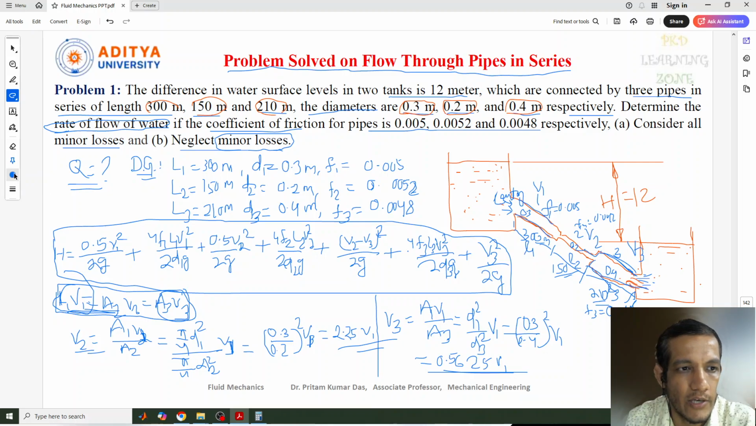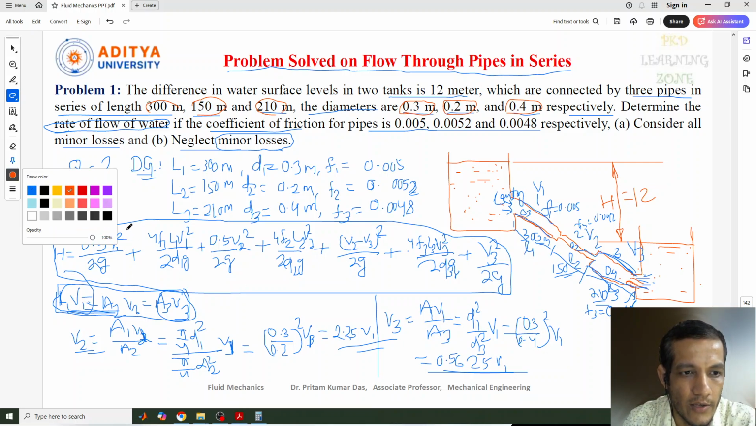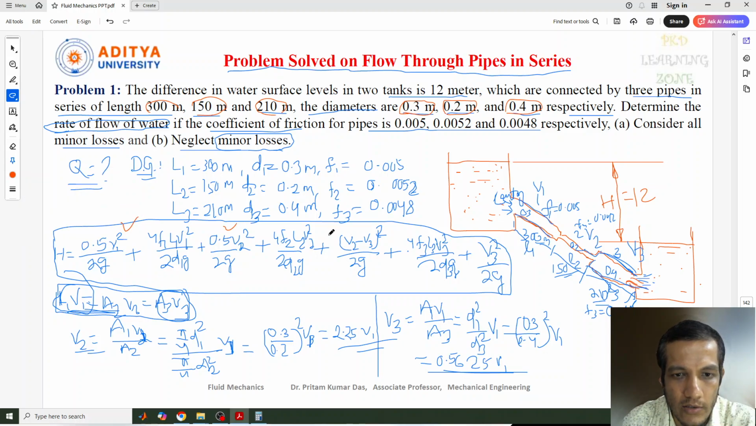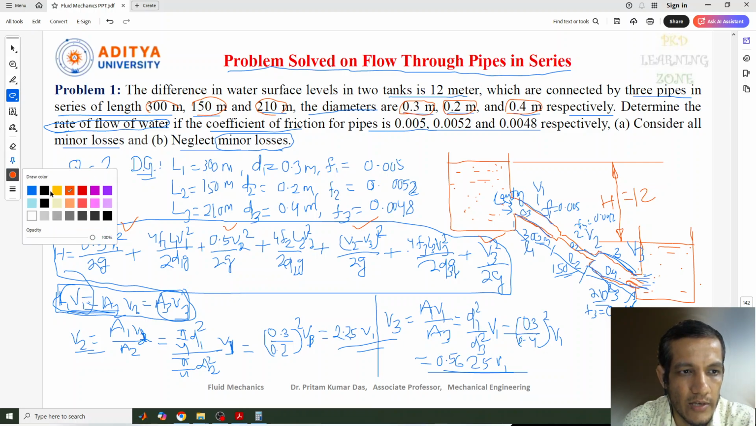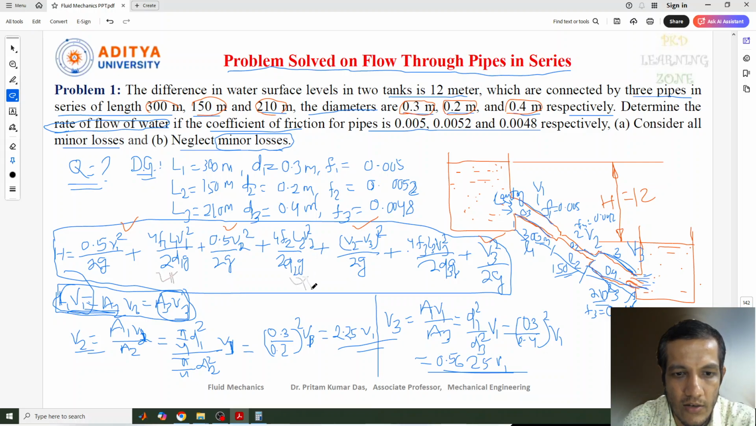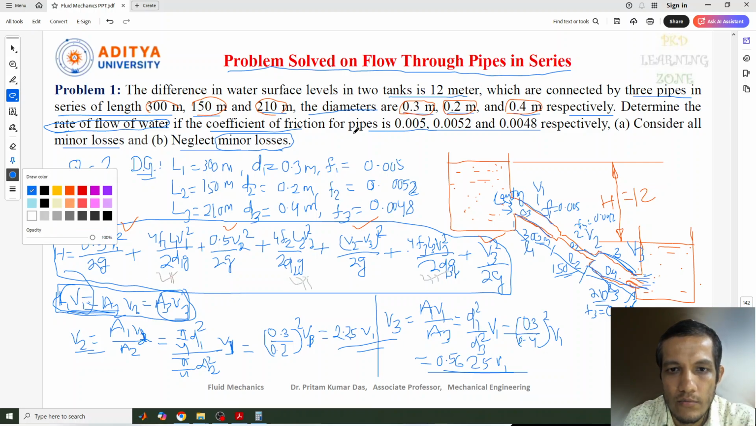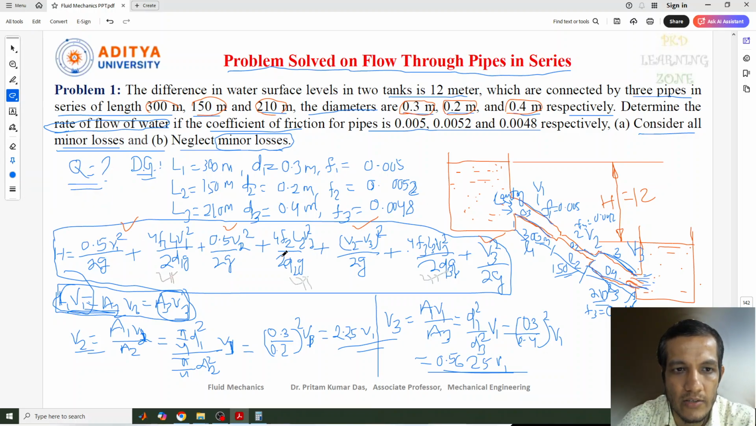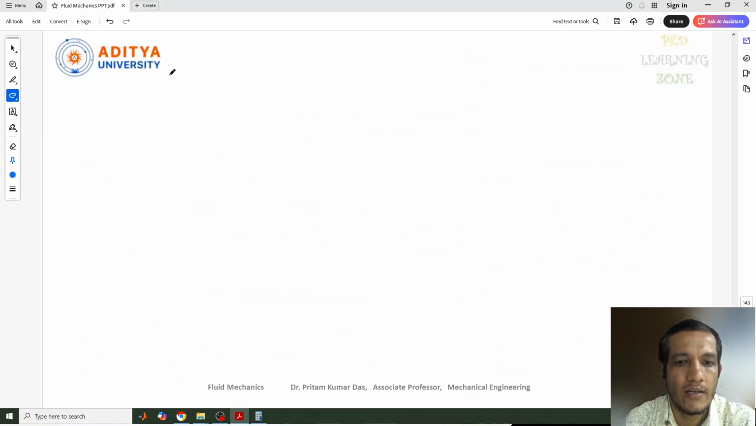See, in this equation, this is minor loss, and this is major loss. Major loss I will mark in a different color. This is major loss, this is major loss, and this is major loss. Now the first point given is to consider all minor losses, so we have considered all minor losses. The second point given is to neglect minor losses. So let's put all these values in this equation.